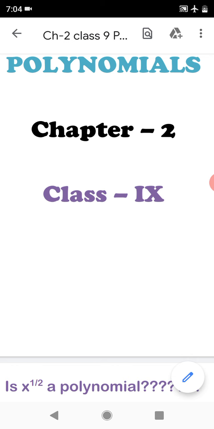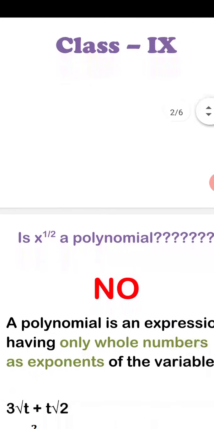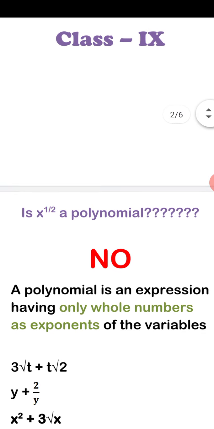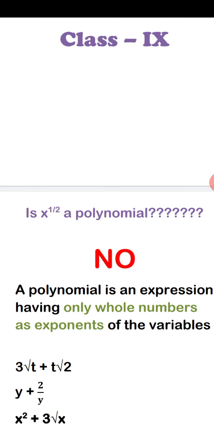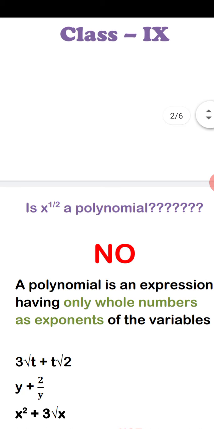Let us study why. See, a polynomial is an expression having only whole numbers as exponents of the variables. Means the variables like x, y, z and t, their powers or exponents should only be whole numbers. They cannot be a fraction, an under root or a negative number. Whole numbers, remember, they are 0, 1, 2, 3 and so on. No negative numbers, no under roots and no fractions.